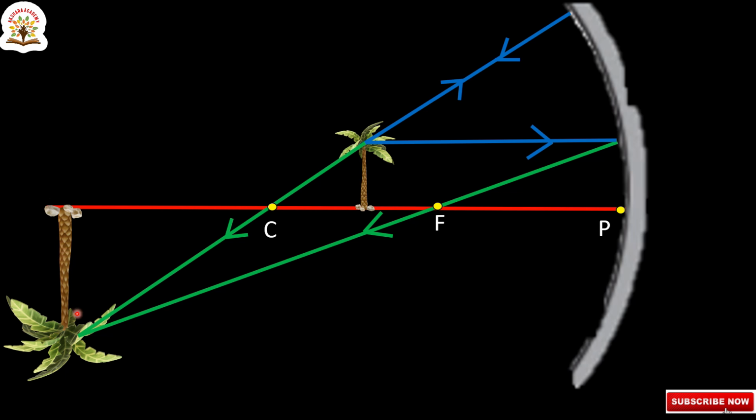This is about the image formation, and the nature of the image is real, inverted and magnified, when we place the object between center of curvature and focus. Okay, the image is formed beyond C. Let us go to the next question.